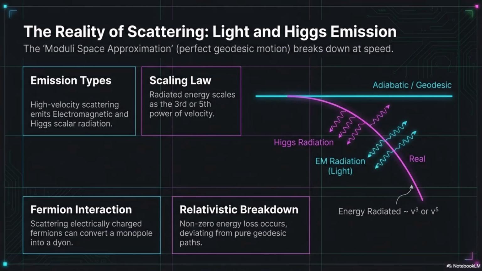The document notes that at high velocity you get emission. The system starts radiating light in Higgs scalars. It says the radiated energy scales as velocity to the power of 3 or 5. That seems like a massive jump. It is. It means if you go just a little bit faster, your energy loss skyrockets.